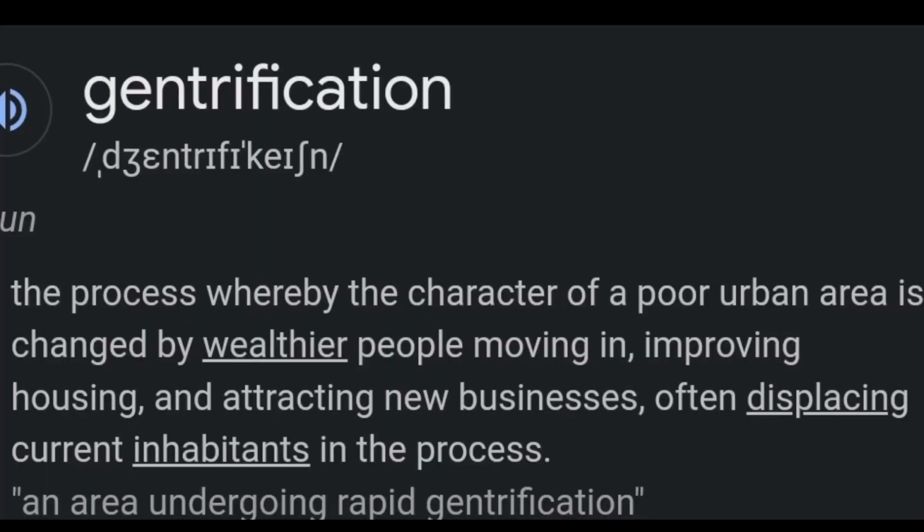This week what we're going to talk about is gentrification. The dictionary definition of gentrification is the process whereby the character of a poor urban area is changed by wealthier people moving in, improving housing and attracting new business, often displacing current inhabitants in the process.